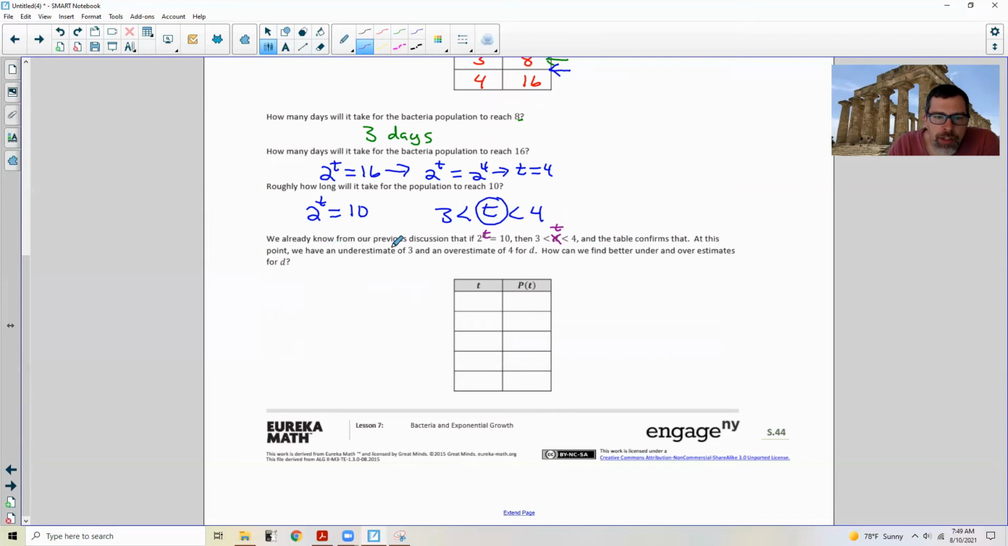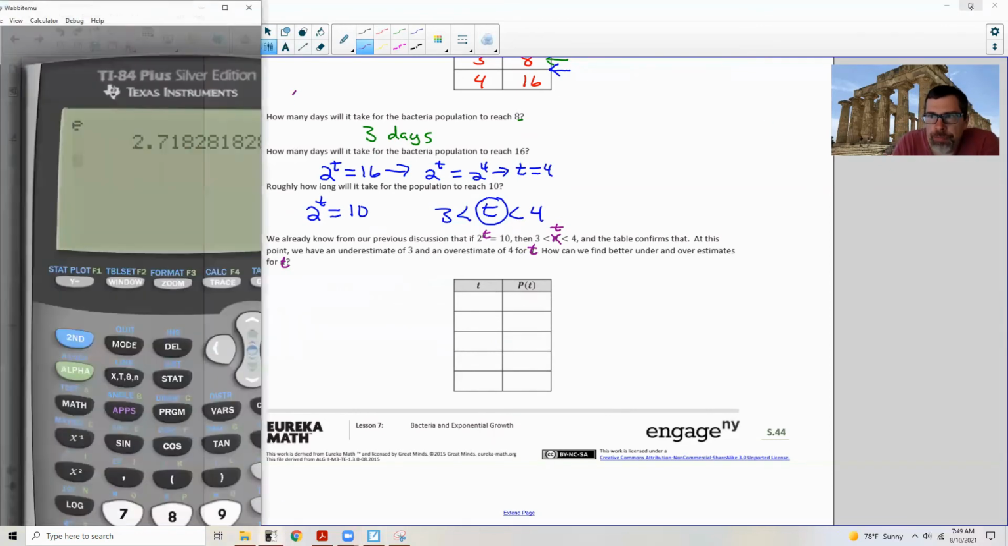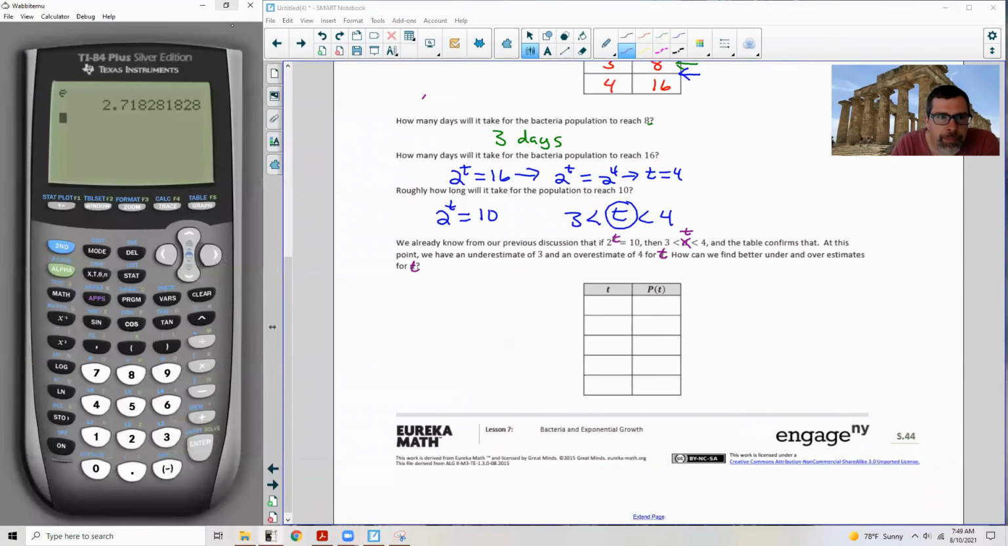At this point, we have an underestimate of 3 and an overestimate of 4 for t. How can we find better overestimates for t? That is the question. If you watched the prior video or were in class for lesson 6, what did we do? Well, we approximated and we tried 2 to the 3.1, 2 to the 3.2, and so on. So I'm going to open my calculator up and try that.